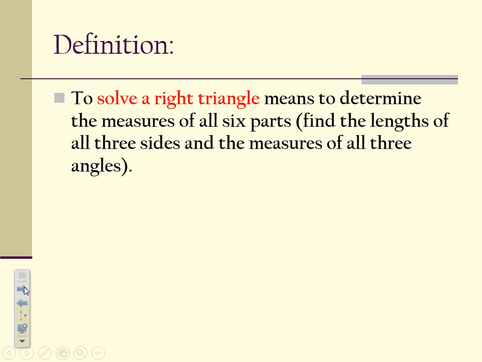To solve a right triangle means you have to determine the measure of all 6 parts. You need to find the lengths of all 3 sides and the measures of all 3 angles. Okay, so we have to know everything about the triangle, all the angles and all the sides. That's how we're going to solve our right triangle. Make sure you have this written down, please. And then we're going to do 2 examples and then we're done for the day.